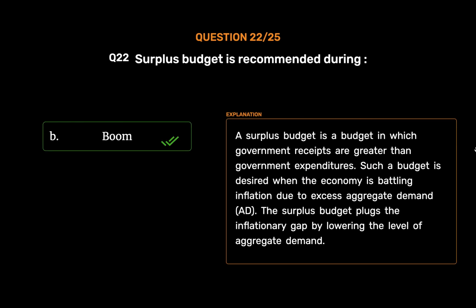Boom. A surplus budget is a budget in which government receipts are greater than government expenditures. Such a budget is desired when the economy is battling inflation due to excess aggregate demand, AD. The surplus budget plugs the inflationary gap by lowering the level of aggregate demand.